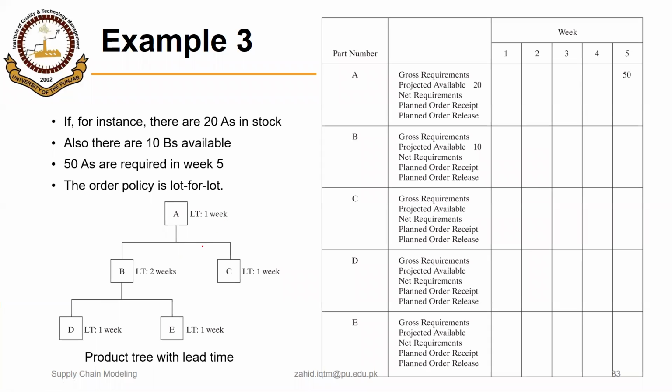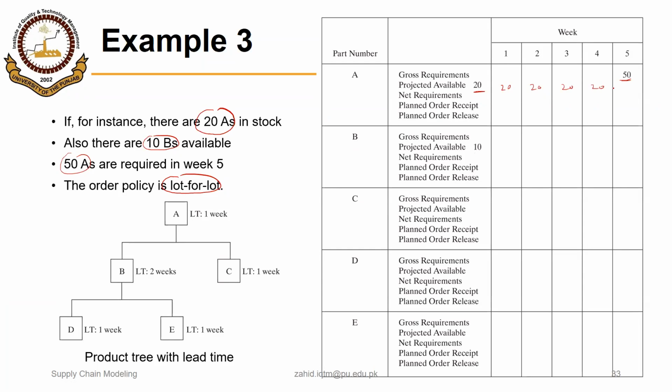The product tree is the same, but we have 20 A's available in stock, as well as 10 B's available in stock. 50 A's are required in week 5. So 20 A's are available, 50 are required at the beginning of week 5, and 10 B's are available. The order policy, or lot sizing policy, is lot for lot. So there is no gross requirement up till week 5.